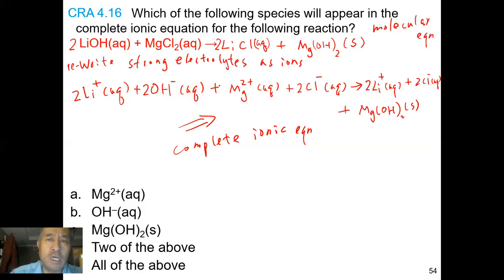Let's check. Do we have Mg2+ aqueous? Yes. Do we have OH1- aqueous? Even though here is 2. Here, we just ask which species appear. So obviously, OH1- also appears. Do we have Mg(OH)2 solid? Yes, here. So therefore, we have that. So the answer is E. I think that's the wording: all of the above, which means A, B, and C. Therefore, the answer is E.